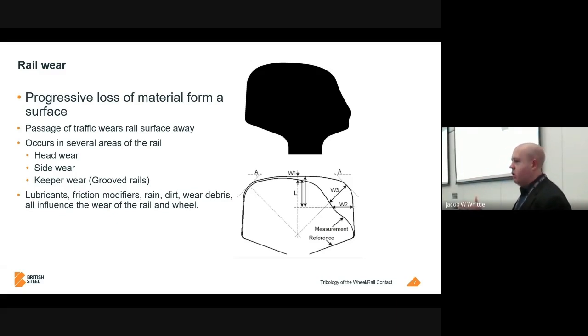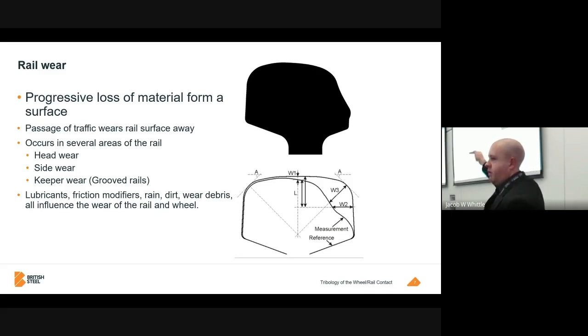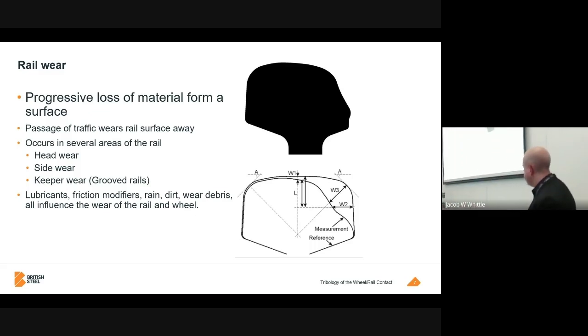It's going to take a long amount of time, depending on your operating conditions, to get there. But obviously you've got side forces on that rail as well. So it's not just as simple as the wear from the top of the rail. You've got side wear going on as well.